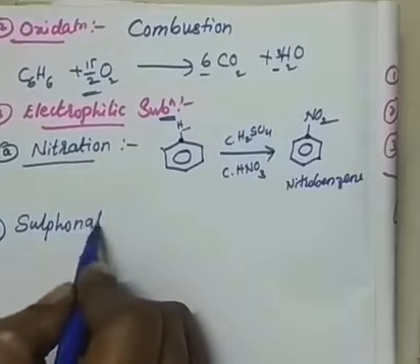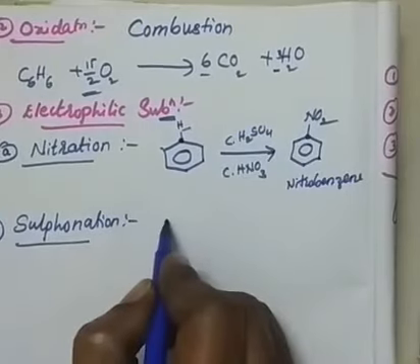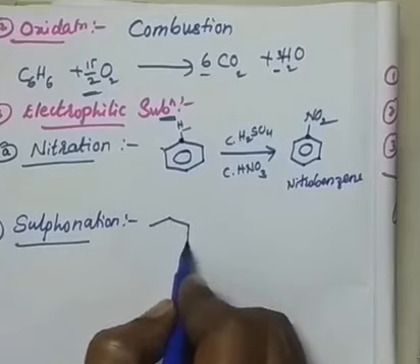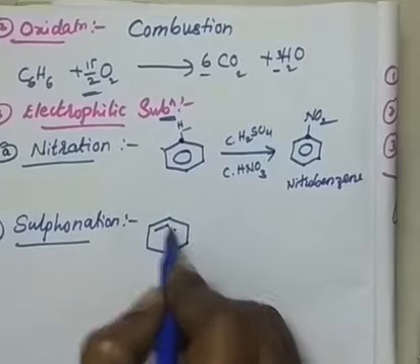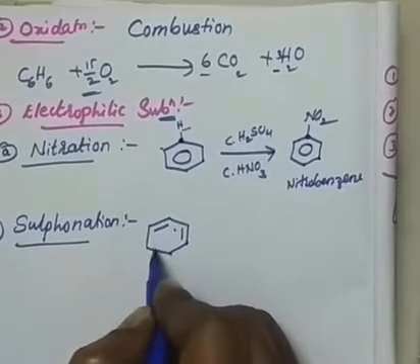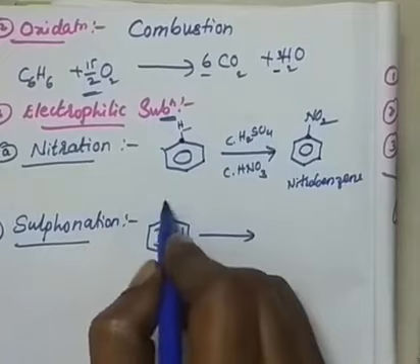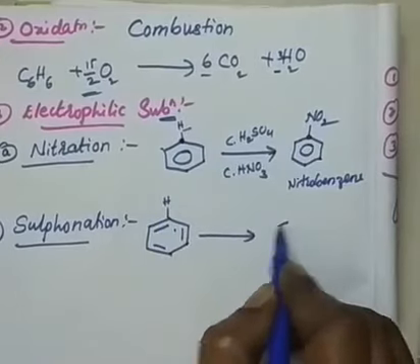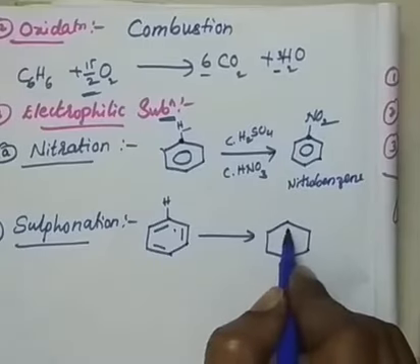Sulfonation. Sulfonation, again, what does it indicate? It indicates that the benzene ring hydrogen is being replaced. Okay, may I write double bonds for your sake? So the benzene ring hydrogen has been replaced with a sulfonic acid group. What do you mean by sulfonic acid?